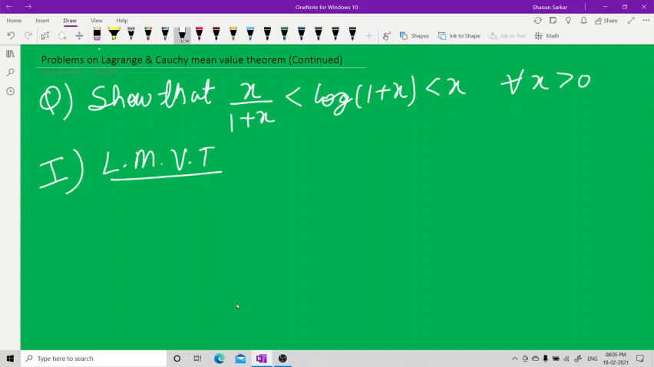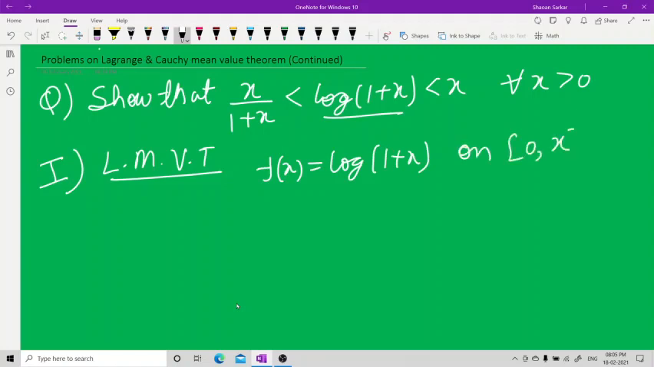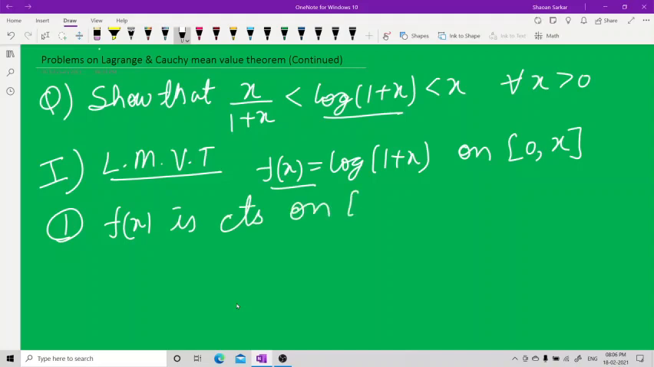This is method 1. Here I will say f(x) is, I'll take this middle one, log 1 plus x, on the closed interval 0 to x. I told you once, if 5 is greater than 0, you can take an interval 0 to 5. This I have told you earlier. Now the first point is, f(x) is continuous on the closed interval 0 to x.